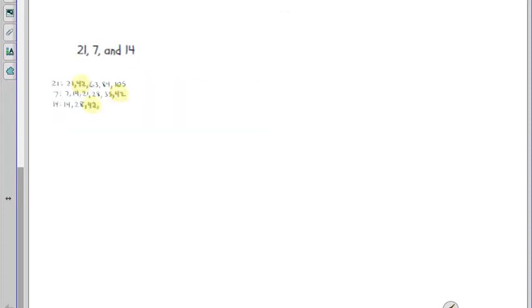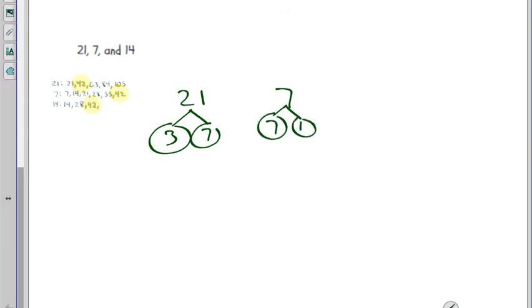Well, 21 is just 3 times 7. 7 is already prime, so 7 and 1. 14 is just 2 and 7. And so those are the prime factorizations of those numbers.